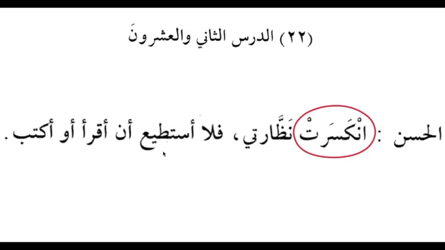Astata'a. What is this form here? This is form 10. It comes from istata'a yastati'u, to be able to do. So la yastati'u means not able to do. So he's saying fa is therefore, la astati'u, I was not able to. Able to what? An aqra'a. So an aqra'a is coming as your maf'ulun bihi for astati'u. Therefore I was not able to read aw aktuba, or write.